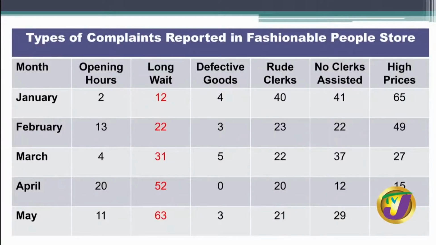So if you look at this table, the figures in red are the ones that indicate increase. So you notice we started out with 12, then it moved up to 22, 31, 52, and then 63. So given those figures, how would you describe the rate of increase? Was it steady? Was it gradual? Was it sharp? Was there anything sudden about it?